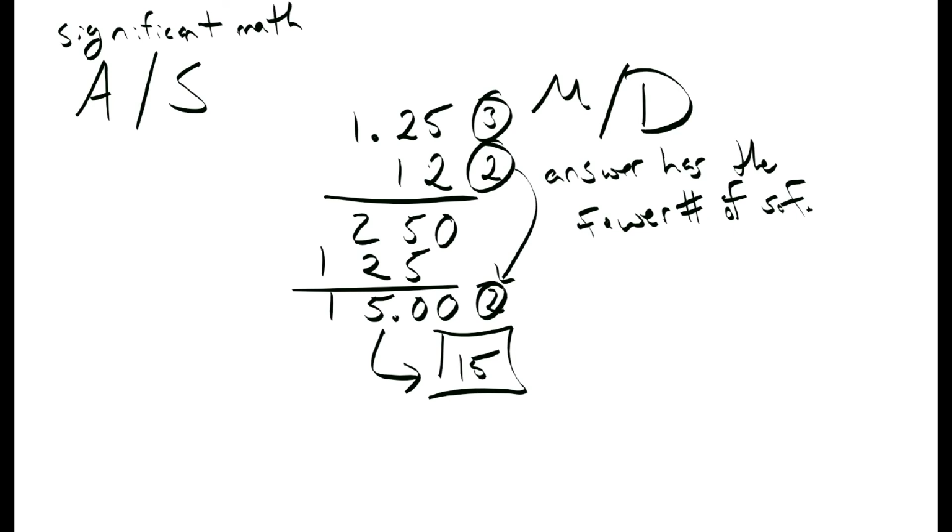That is the easy one. That's the simple one. You just count the sig figs in both. Whichever one has fewer, that's how many sig figs your answer has. Addition and subtraction is more complicated.